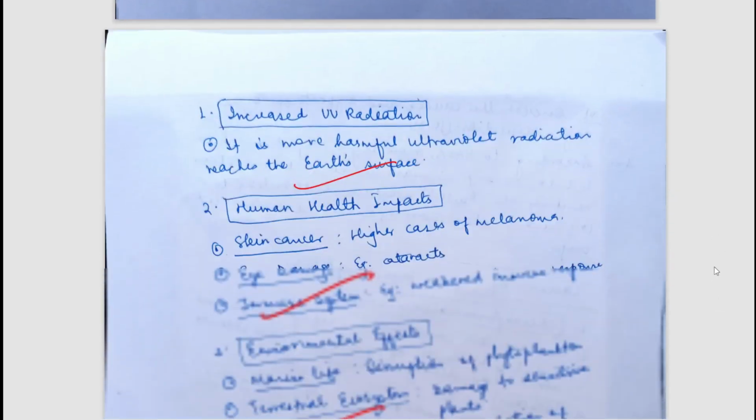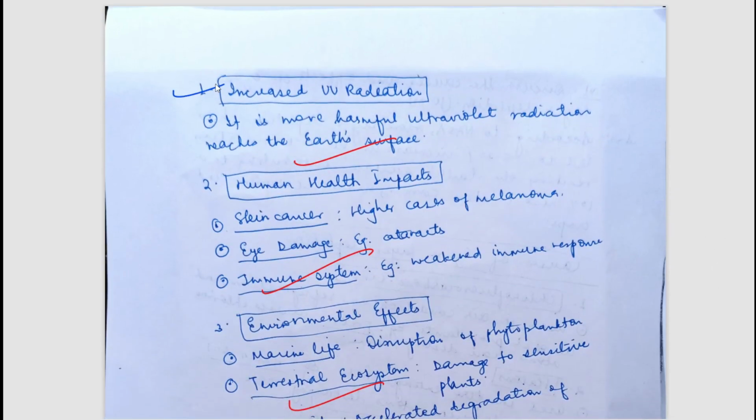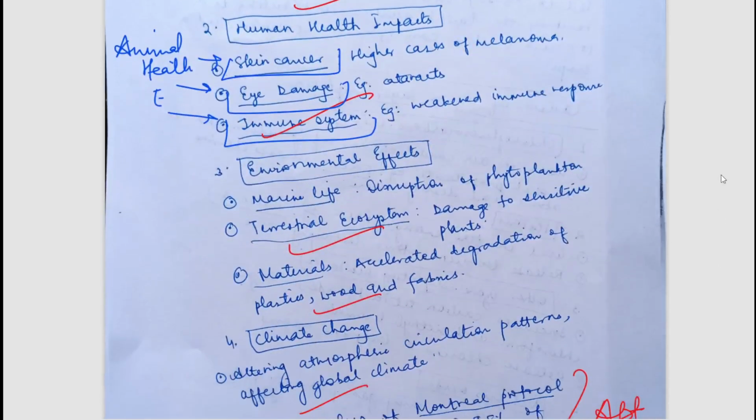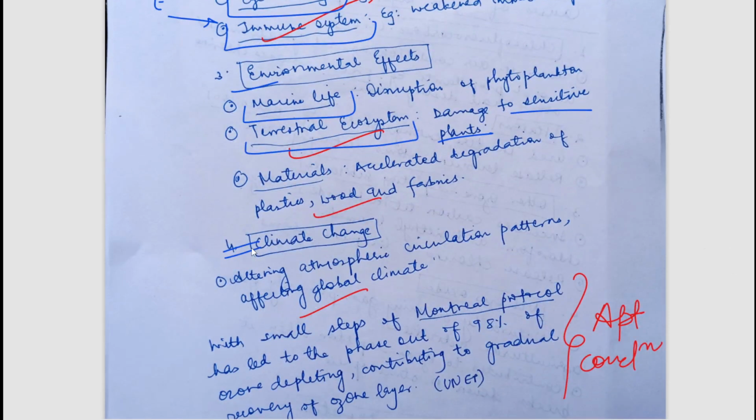Now, what are the effects of ozone layer depletion? So the first effect is increased UV radiation, that is, more harmful UV radiations will reach the Earth's surface. It will have certain kinds of human health effects such as skin cancer, eye damage, immune system damage, and the same things can happen to animals also. Animals can also suffer from skin cancer, eye damage, immune system damage, weaknesses. So these can be problems. Environmental effects can be there, effects on marine life, effects on the terrestrial ecosystem. There could be damage to sensitive plants, and other damages can be there. It can also lead to problems of climate change. It can alter atmospheric circulation patterns and affect the global climate.